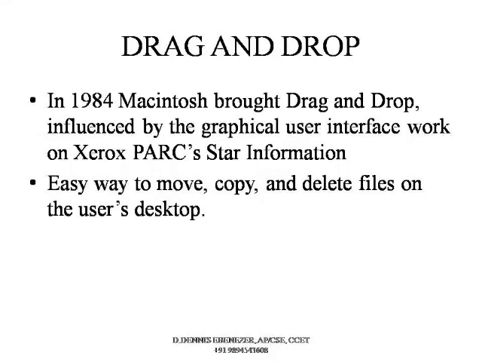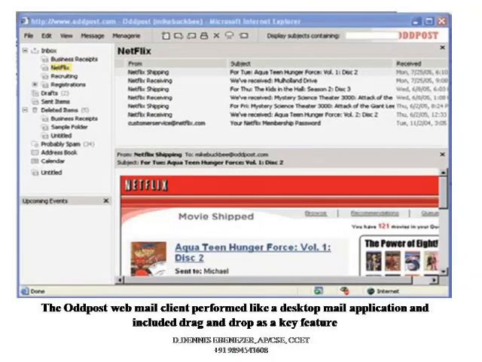Drag and drop is the easiest interface that we can use in the web. As we all know, we use mail and photo updations, everything using a drag and drop option. This drag and drop option was first introduced by Macintosh systems in the year 1984 when the first GUI, that is graphical user interface, came into existence. It is an easy way to move, copy, delete files on the user's desktop. The same thing that is used in the desktop was now implemented in the web page also.